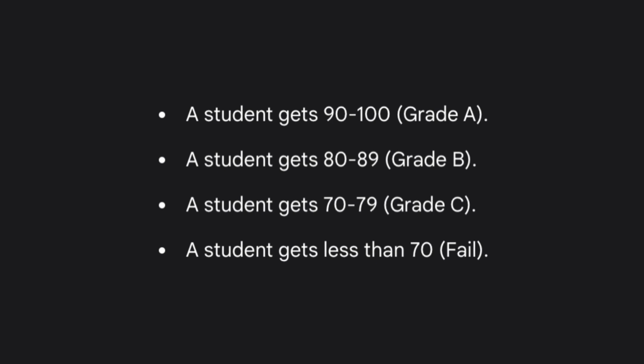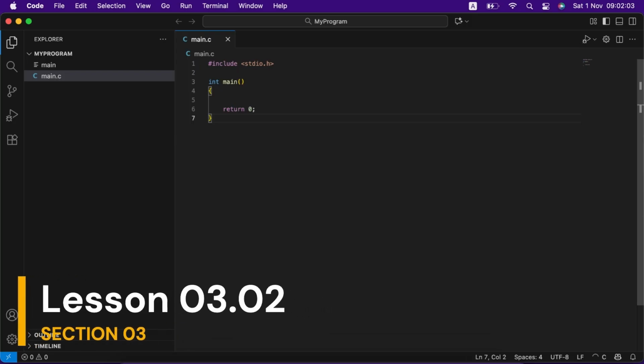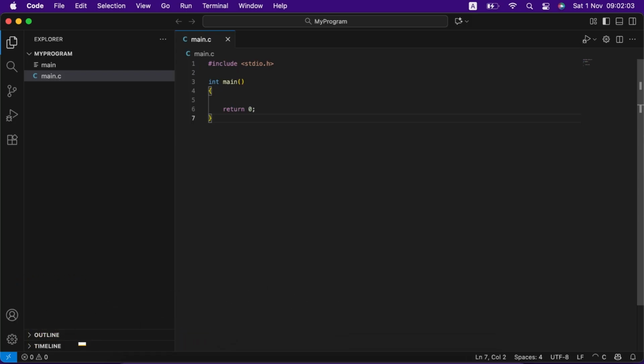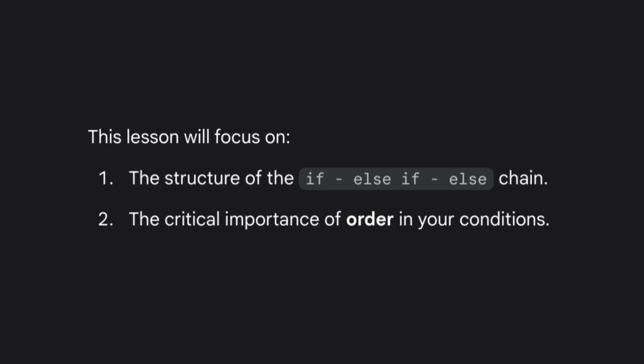If we use a simple if followed by a simple else, we can only handle 2. We need a way to check a second condition only if the first one failed. Welcome to Lesson 3.02. Today, we are learning the else if statement. The else if is the intermediate choice. It links the first if and the final else, allowing us to create a chain of possibilities. It creates a single, sequential structure where only one outcome can ever be executed. This lesson will focus on the structure of the if-else chain and the critical importance of order in your conditions.